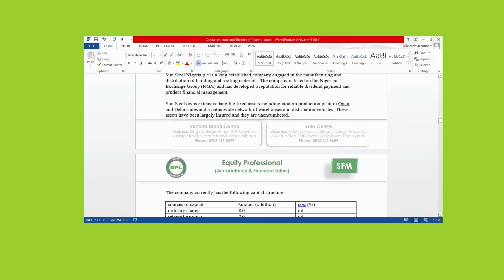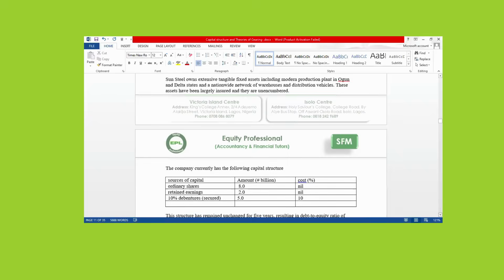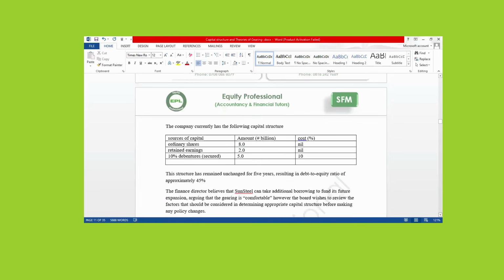These assets have been largely insured and they are unencumbered. The company currently has the following capital structure: ordinary shares, 8 billion naira, retained earnings, 2 billion naira, 10% debentures, 5 billion naira.